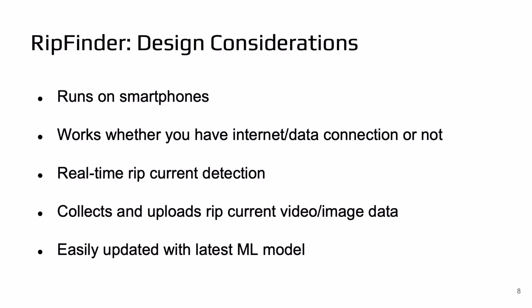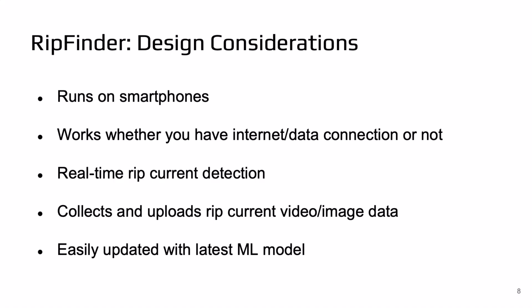So what are the design considerations for the app itself? When I'm saying app, it is a smartphone app that would run on any iPhone or Android phone. Our goal is to make it work without dependency on internet or data connection, because practically when we are outside, there is the possibility of not having a reliable internet connection. And the goal is to have real-time rip current detection, which is a challenge because running an ML model can take a lot of resources, and doing that on a small smartphone with limited power and processing can be challenging.